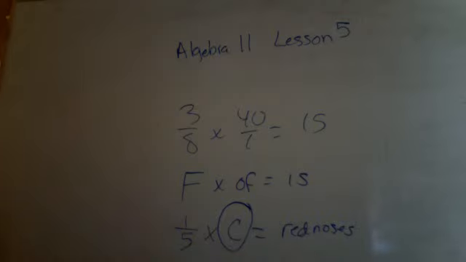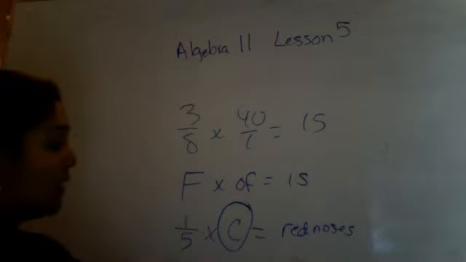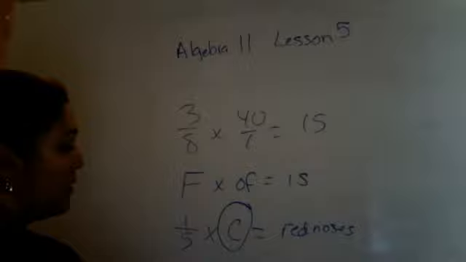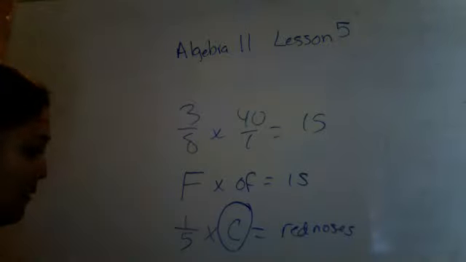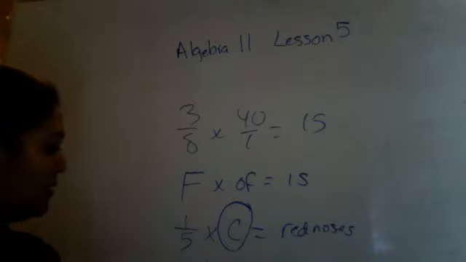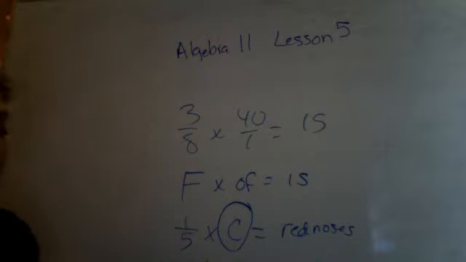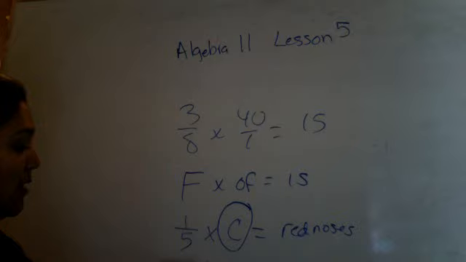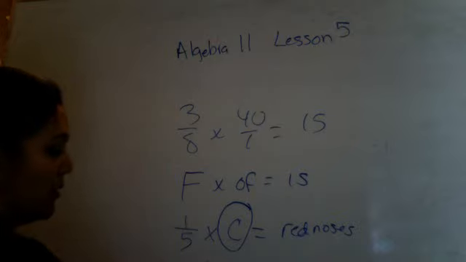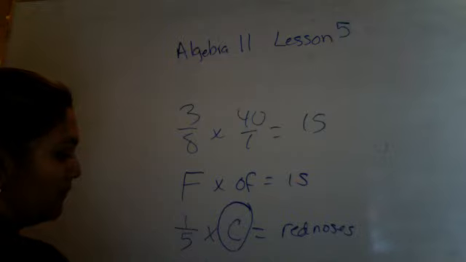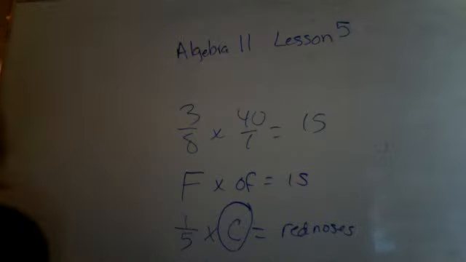So they told us there's 30 red noses, clowns with red noses. So that's going to go over here, 1/5 times C for the number of total clowns. And I simply solve for C. How do you do it? You multiply by its reciprocal. So there were a total of 150 clowns.